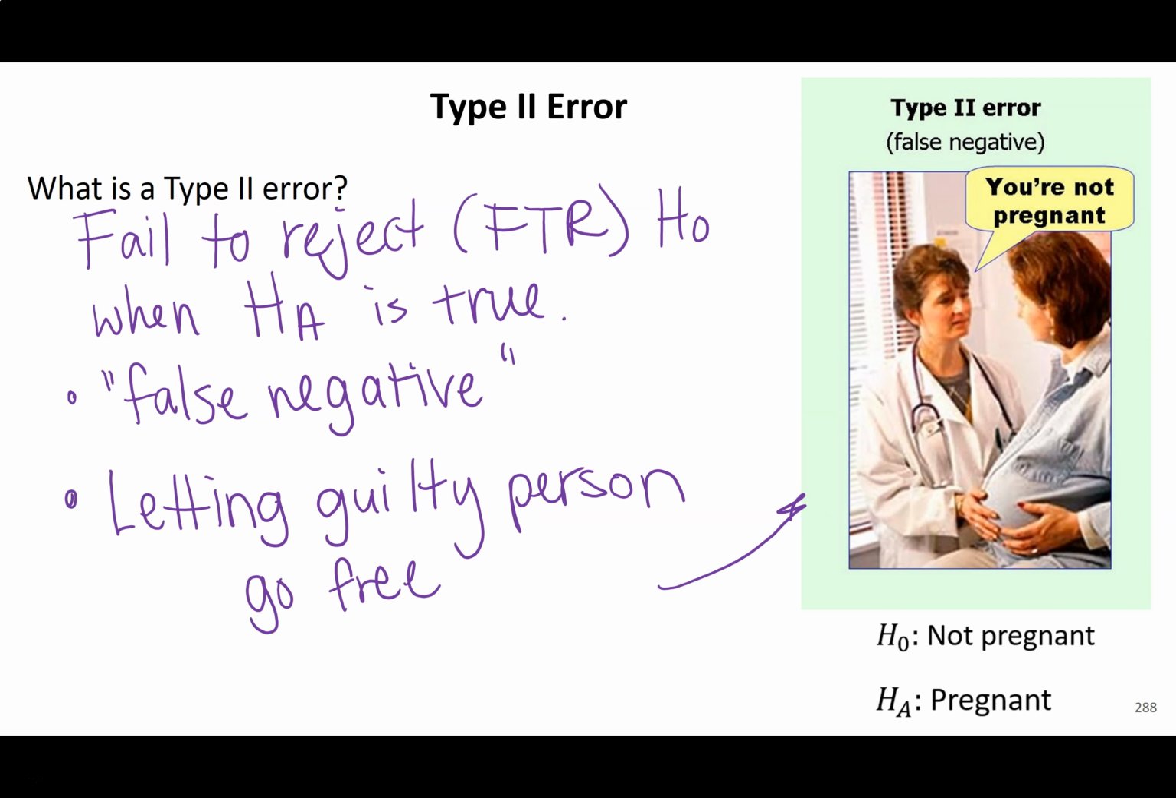Another example here, so we're still living with the default. You assume somebody's not pregnant. If you get enough evidence, you conclude that's not true and you go with the alternative. Well, this person, if you look, is very, very pregnant. But this doctor has failed to reject the null. They have not rejected the null. They say you're not pregnant. They're wrong. So that'd be type 2 error.